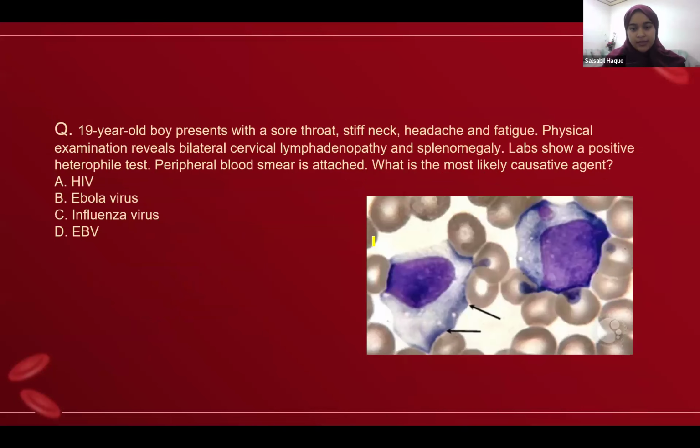Okay, moving on to the next question. I think this is a very easy question. A 19-year-old boy presents with sore throat, stiff neck, headache, etc. You can see bilateral cervical lymphadenopathy and splenomegaly. Labs show a positive heterophile test. I don't think we took this, but this is something that is specific to this disease. So what disease are we talking about here?